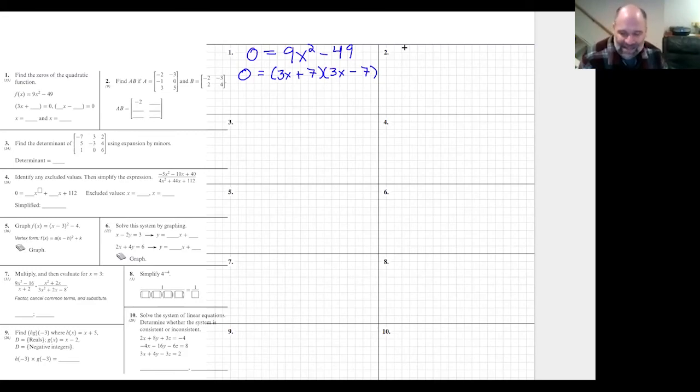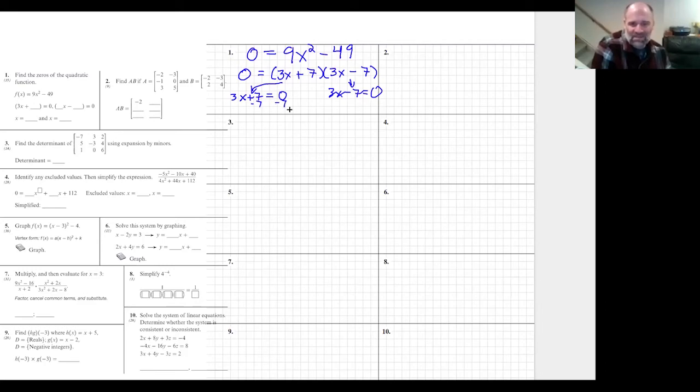Okay, then the last step to solving by factoring, after you factor, is to solve: set each parenthesis to 0, and then solve it. So 3x plus 7, this needs to be 0, or this needs to be 0: 3x minus 7 equals 0. Okay, so solving, get rid of 7.